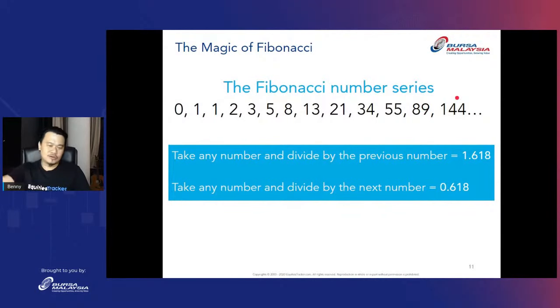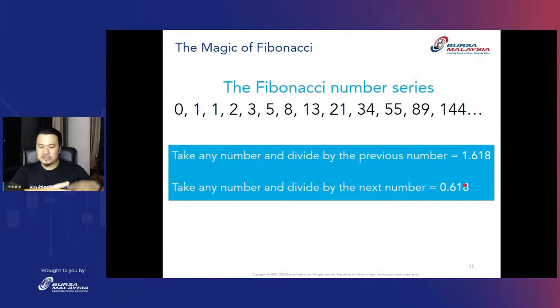Okay, and the number just goes on. So it doesn't just stop there, right? Because if you just look at this number alone, you just see like, this is pretty much random, isn't it? Okay, but the most important is actually this ratio. You take the current number, any Fibonacci number, divide by the previous Fibonacci number, you get this ratio of 1.618. And you take any number and divide by the next number, you get this ratio 0.618.